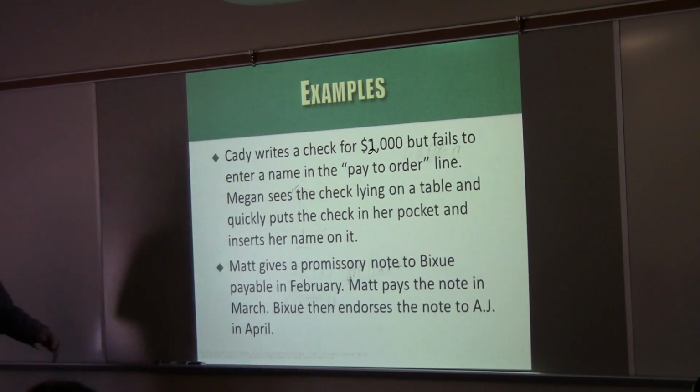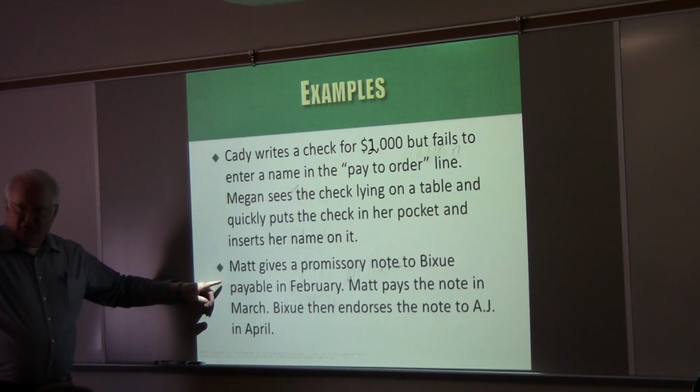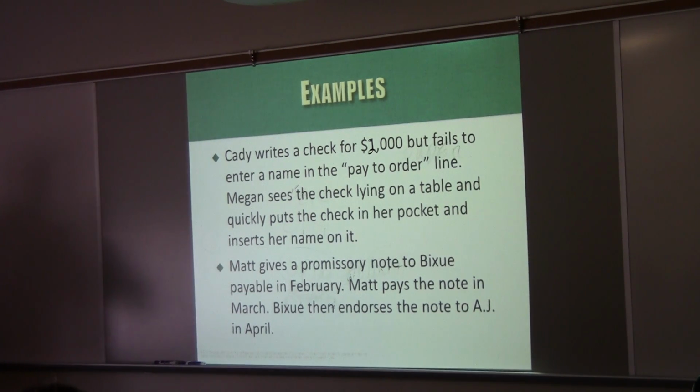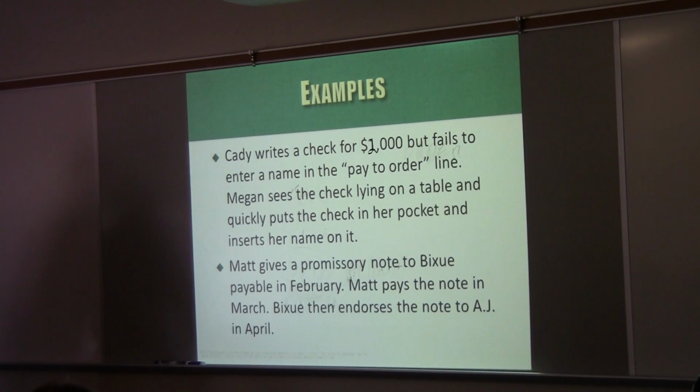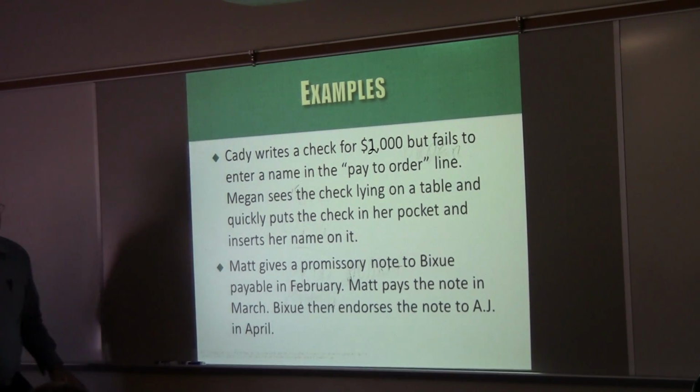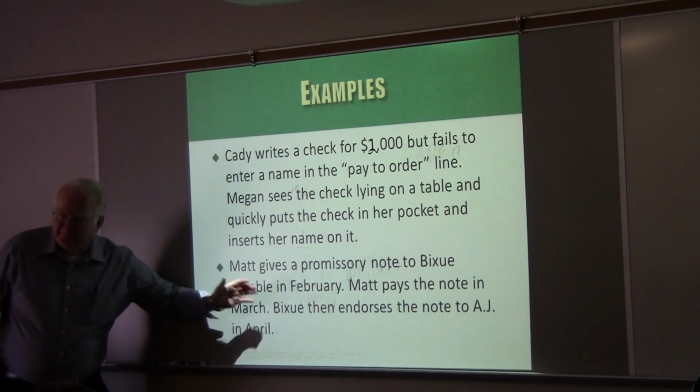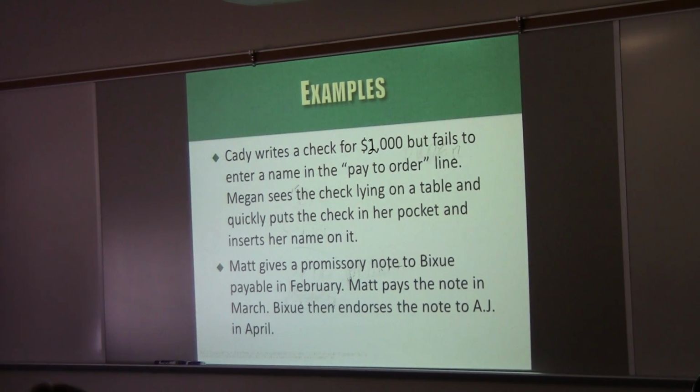Now, Bijou, let me see what you're doing. Matt gives a promissory note to you. He pays you in March. So then that means that Bijou, the note is now worthless because it's been canceled. The obligation has been discharged, and then you endorsed it to AJ. So AJ, what is she doing? Trying to give me something that's already canceled. And presumably she wants you to pay her for it. So therefore that would be fraud in the execution, because she's giving you a note that has already been canceled and she knew that.